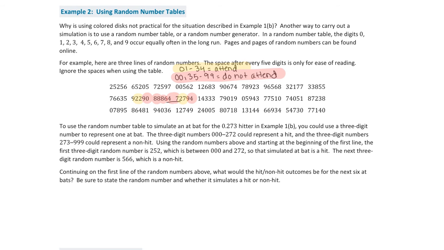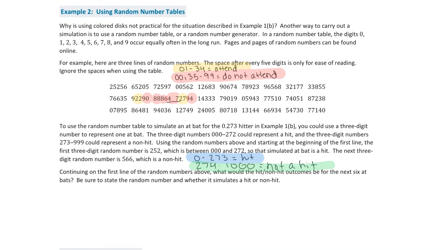So what we want to do is from 0 to 273, that's going to equal a hit. And let's represent the hit in blue, okay? And then the ones where we don't hit, well, because we're talking about 273 out of 1,000, that means we're going to have 274 to 1,000 equals not a hit. And we can highlight that one green.